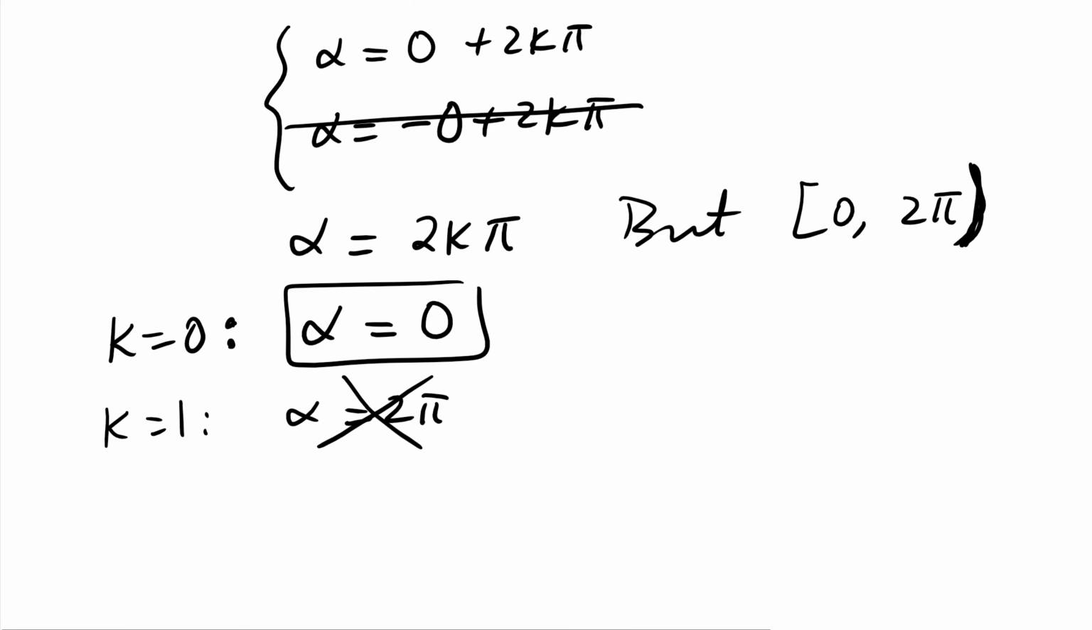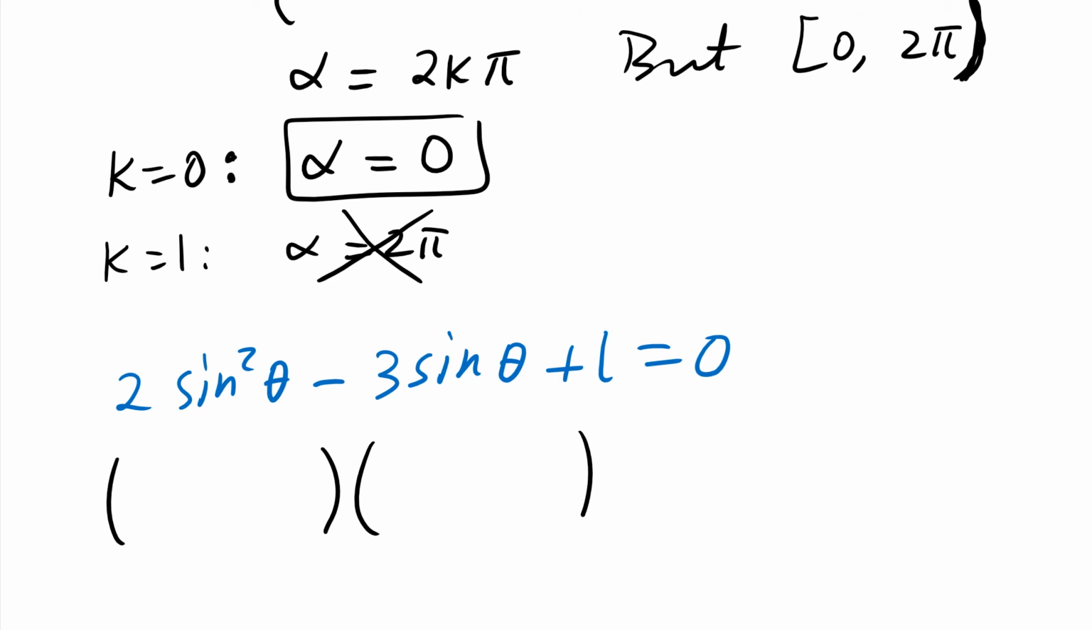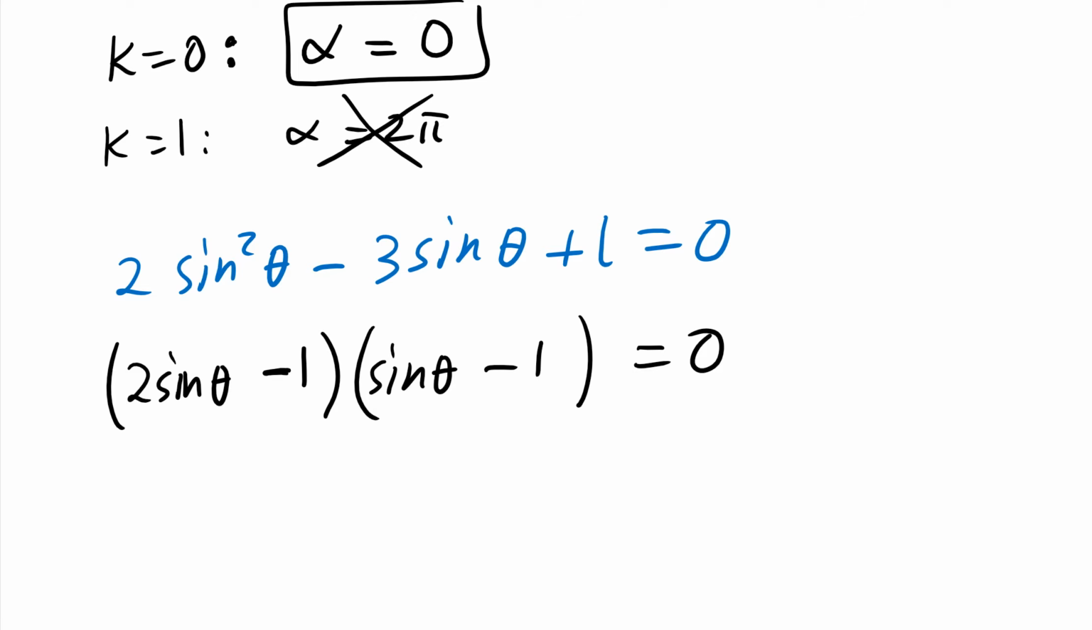If we need to take another one, 2 sine squared theta minus 3 sine theta plus 1 equals 0. So what do we do here? We factor: 2 sine theta minus 1, sine theta minus 1. So sine theta is 1/2, sine theta is 1. So the two equations are okay to solve.